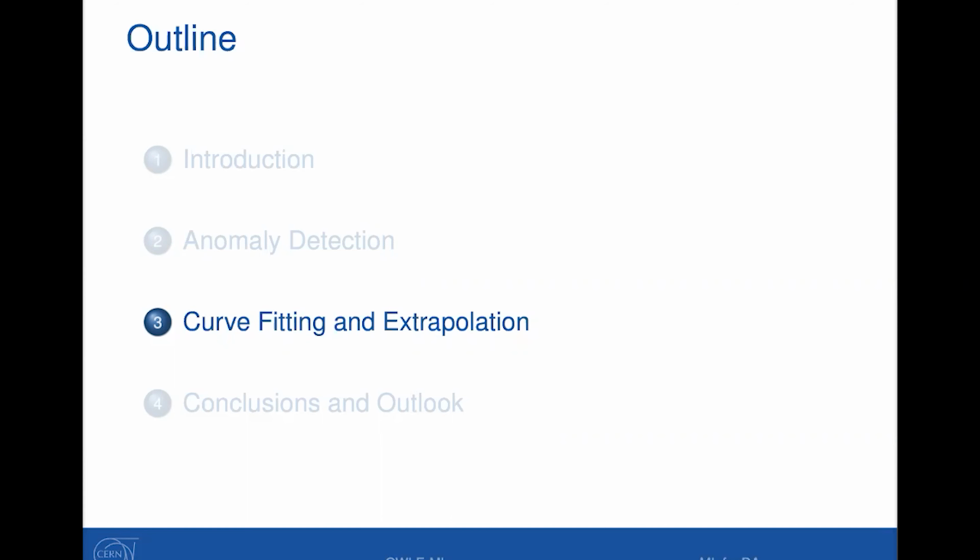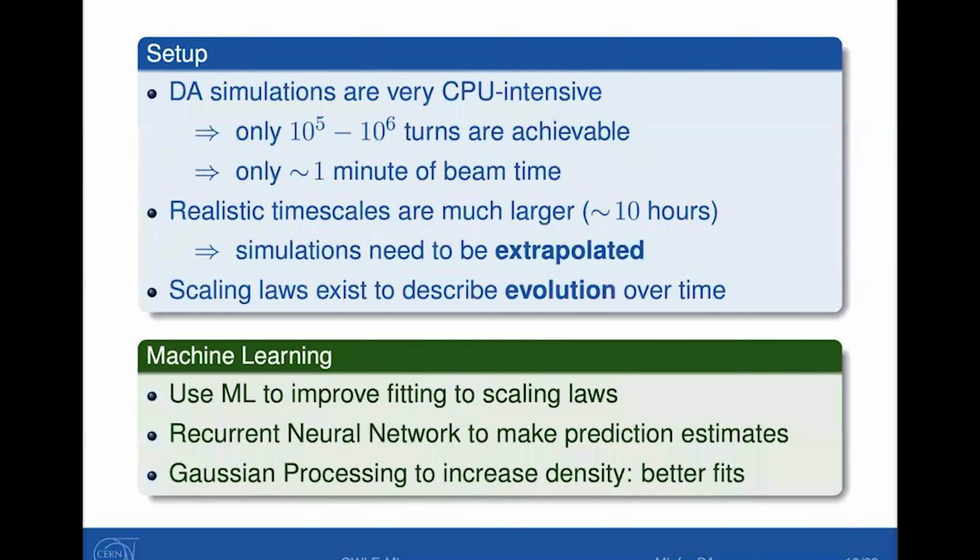Okay, let me then come to the main part of my talk, extrapolation. The main thing is these DA simulations. They're extremely CPU intensive. They're running on the batch system of CERN. Some of them are also running on BOINC, which is a distributed system where people can contribute their screensaver time to run our calculations. Even then, we don't have that many possibilities.